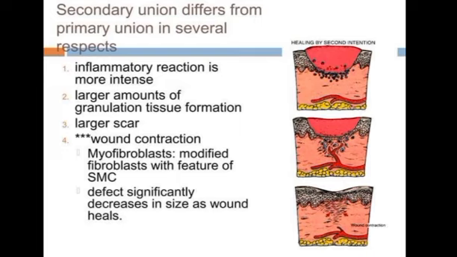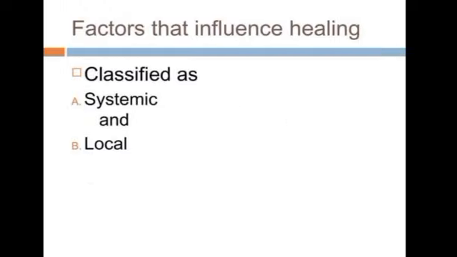Secondary union differs from primary union in several respects. Inflammatory reaction is more intense in secondary union. Larger amounts of granulation tissue have to be formed. A larger scar has to be formed, and wound contraction also lasts longer as compared to primary union.